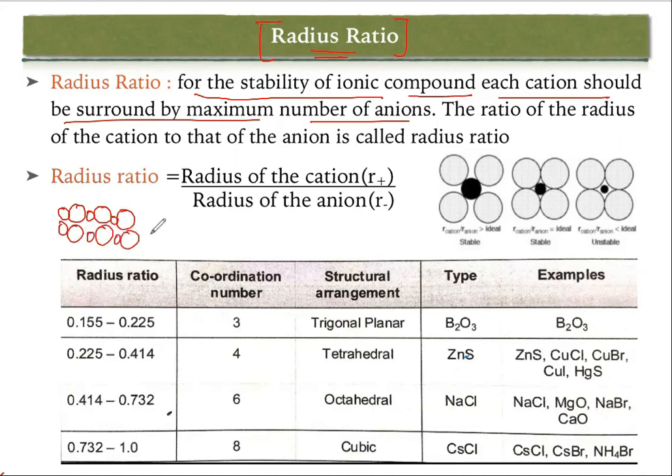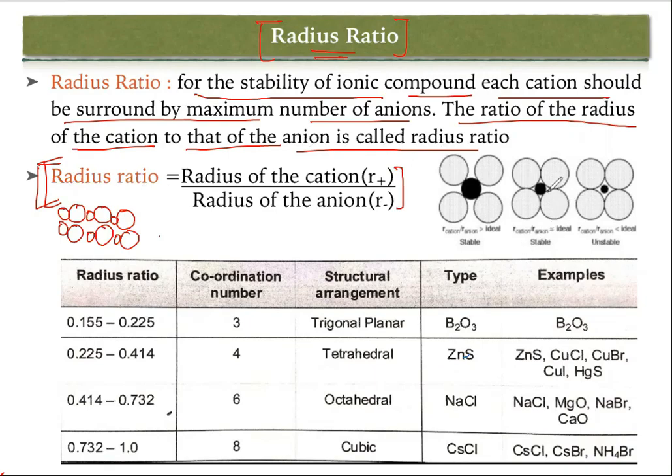But if, due to some reason, the sizes of cation and anion vary, that will create a huge difference in the stability of the compound. To understand that stability, radius ratio is defined. The ratio of the radius of the cation to that of the anion is called radius ratio. The formula of radius ratio is radius of cation divided by radius of anion. Now look at this example.